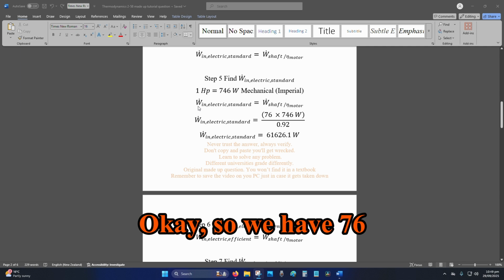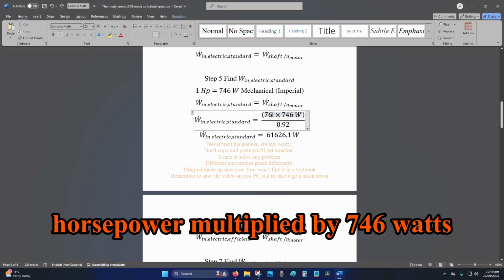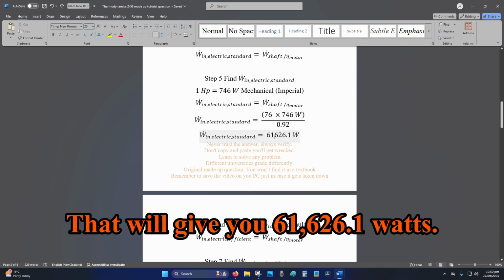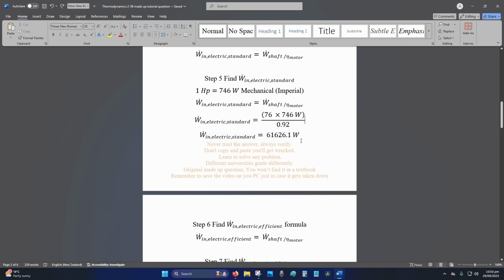Okay, so we have 76 horsepower multiplied by 746 watts, and then divide by 0.92 or 92%. That will give you 61,626.1 watts.